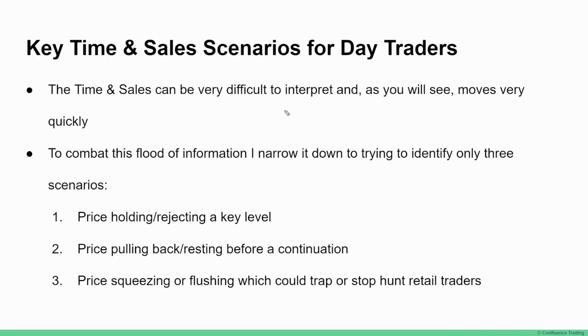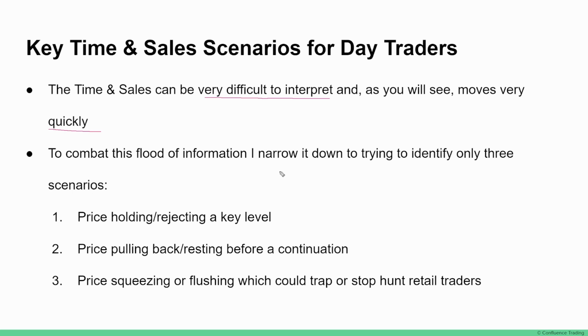Okay, so now that we've learned all about the different participant types and the different print types, we're going to try to put that into action. And as I've said, the time and sales can be very difficult to interpret. And as you'll see in these examples, and as you've maybe already seen in your own trading, it moves very quickly. So to combat this flood of information, what I try to do in my trading is narrow down to basically three main scenarios that I'm trying to identify utilizing the time and sales.